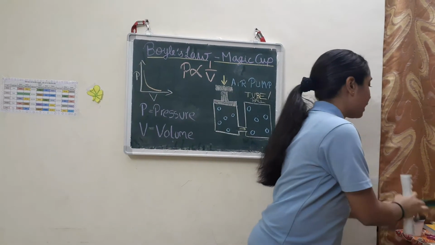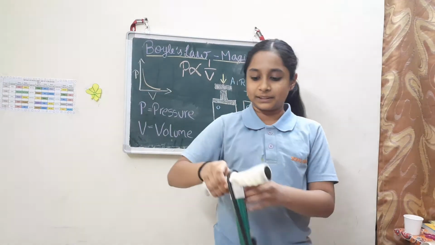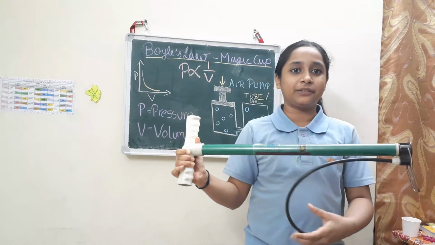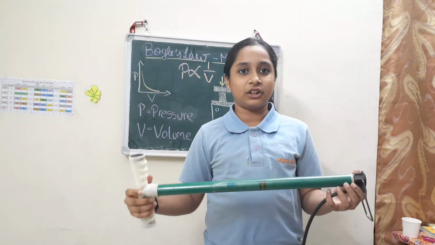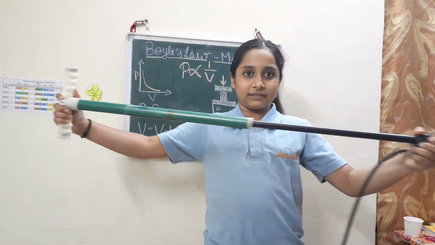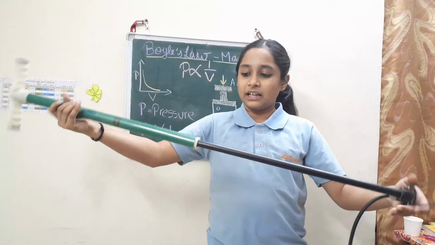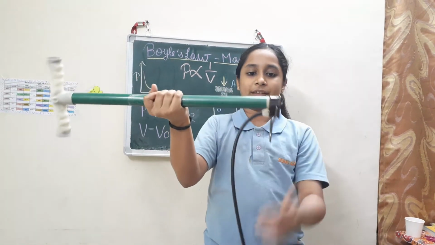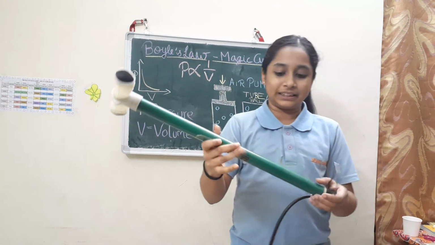Boyle's law is also applied in piston pumps. As you would have noticed, when you are trying to fill a cycle tire or a ball, when you pull the piston and when you push it, the air comes out through a tube. Let me explain why this happens.